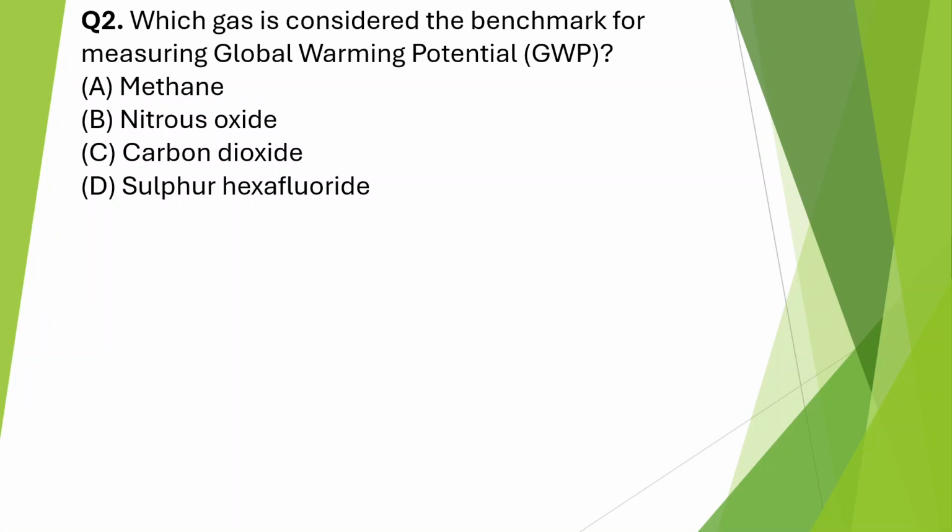That is carbon dioxide, because you know this carbon dioxide is assigned a GWP, or global warming potential, of 1, and it serves as the reference against which other gases are compared. That's why it is considered as the benchmark for measuring global warming potential, that I told you. I hope you remember this and you can recall this very well.